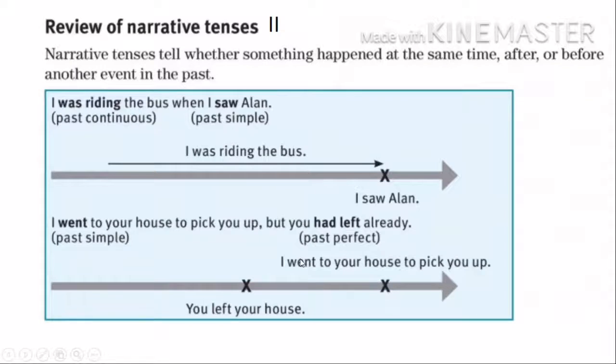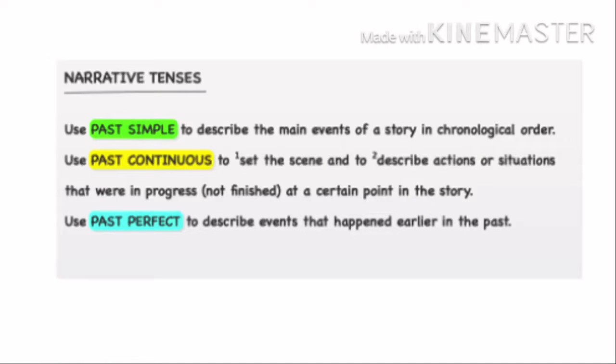I just want to remind you that we use simple past to describe the main events of a story in chronological order. And we use past continuous to set the scene and to describe actions or situations that were in progress, that hadn't finished at a certain point in the story. And today we're going to use past perfect, and we use it to describe events that happened earlier in the past.